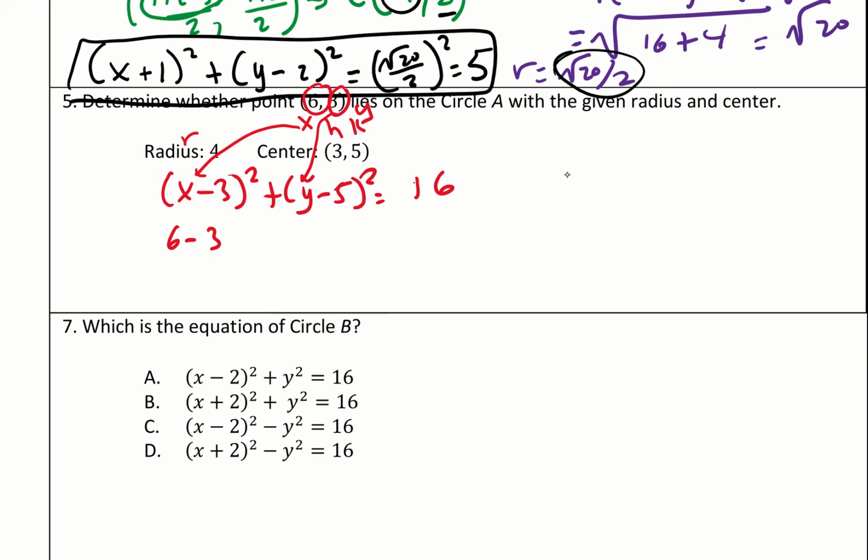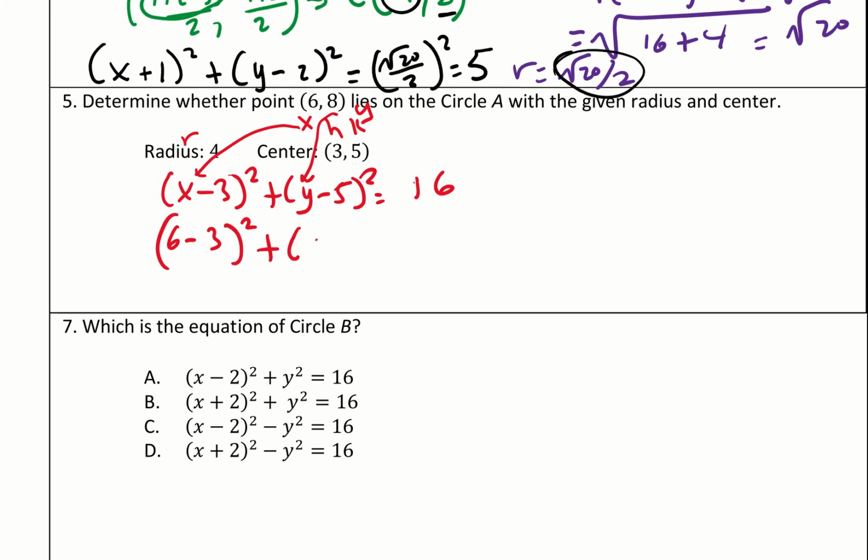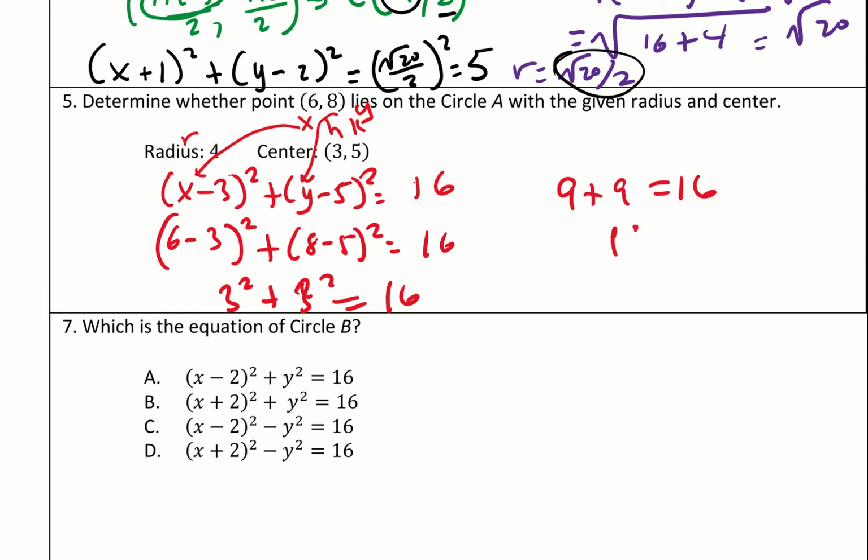So we got 6 minus 3, and that coordinate was originally 8, so 8 minus 5. We get 3 squared plus 3 squared is equal to 16. So 3 squared is 9. So 9 plus 9 is 18, which is not equal to 16, which means the point does not lie on the circle. So it doesn't lie on the circle.